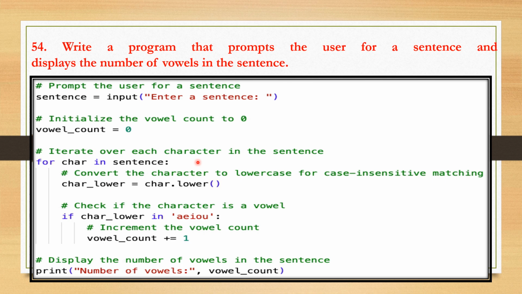Inside this for loop, the program converts each character to lowercase using the lower method to ensure case insensitive matching. And the program checks if the lowercase character is a vowel by comparing it with the string AEIOU, which contains all lowercase vowels. If the character is a vowel, the program increments the vowel count by 1. After iterating over the characters in the sentence, the program displays the number of vowels using a print statement.